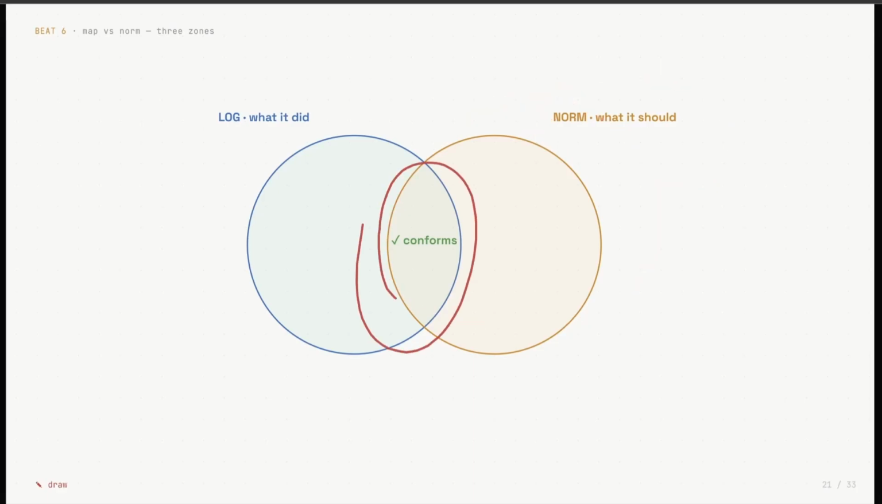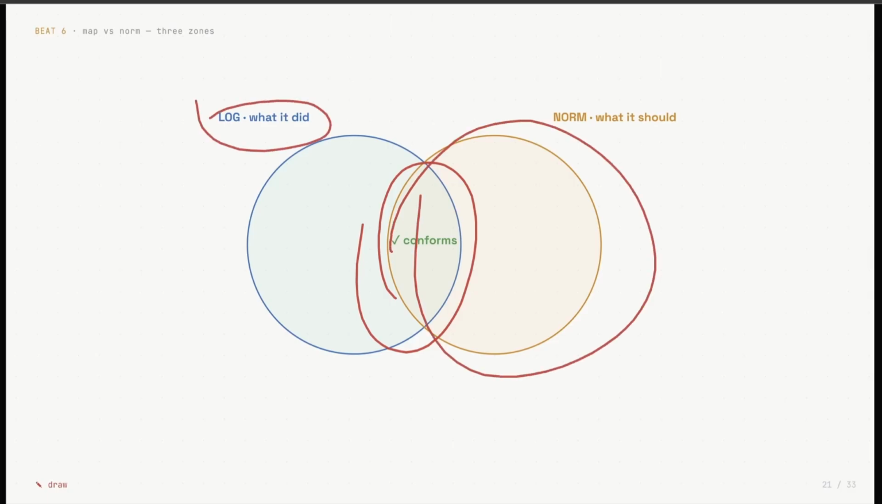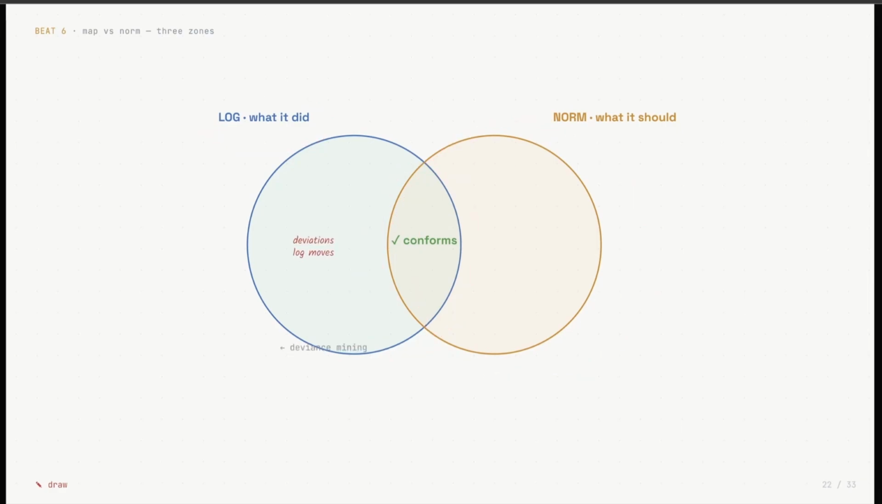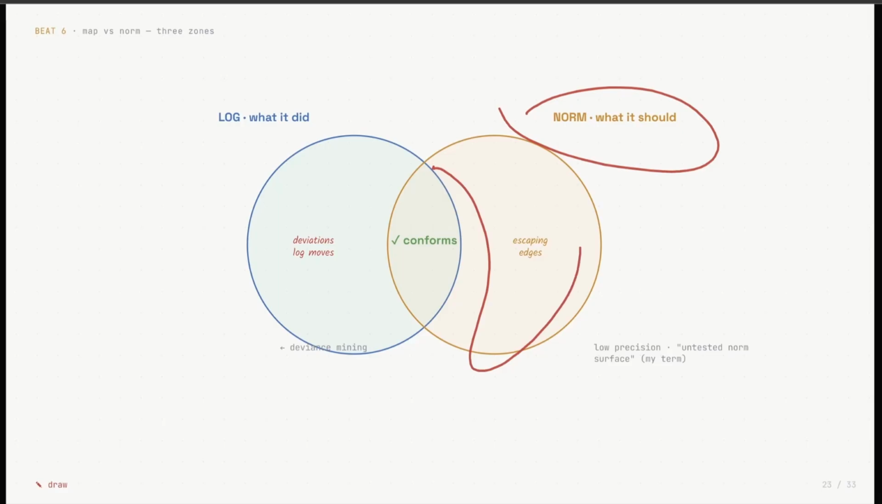is conformance, the part where both are conforming, as in the log is doing what the norm wants it to do. The left side is the part without conformance. So it's the deviations, the log moves, and in alignment terms, this is what we call a log move. This is the whole point of mining. The right side is paths that you decided in your happy path were allowed, but your agent never took. So this is all the part that we're talking about.